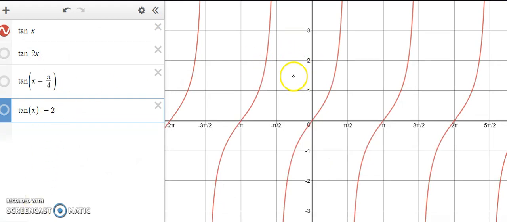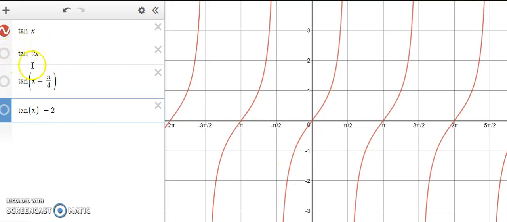Okay, so here's Desmos, and here is our basic tangent graph. We don't have the asymptotes drawn in because graphing calculators and graphing apps typically don't, but you can see that we have asymptotes at pi over 2 and negative pi over 2, just like we had on our graph. Much prettier than mine, too. Okay, there's our basic tangent graph.